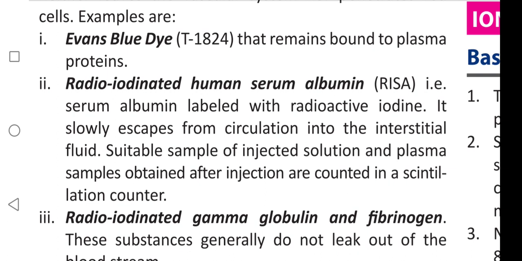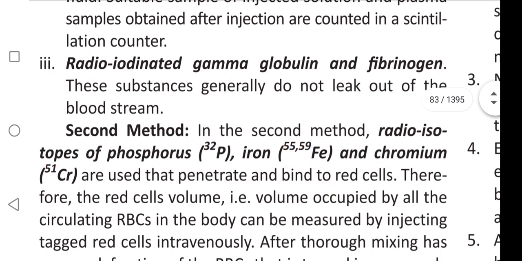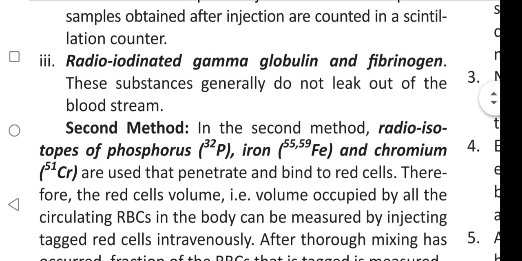It slowly escapes from circulation into the interstitial fluid. A suitable sample of injected solution and plasma samples obtained after injection are counted in a scintillation counter. Radioiodinated gamma globulin and fibrinogen. These substances generally don't leak out of the bloodstream.